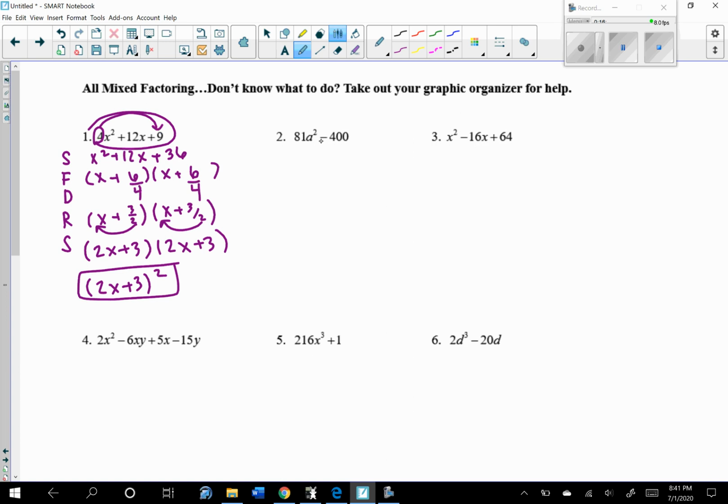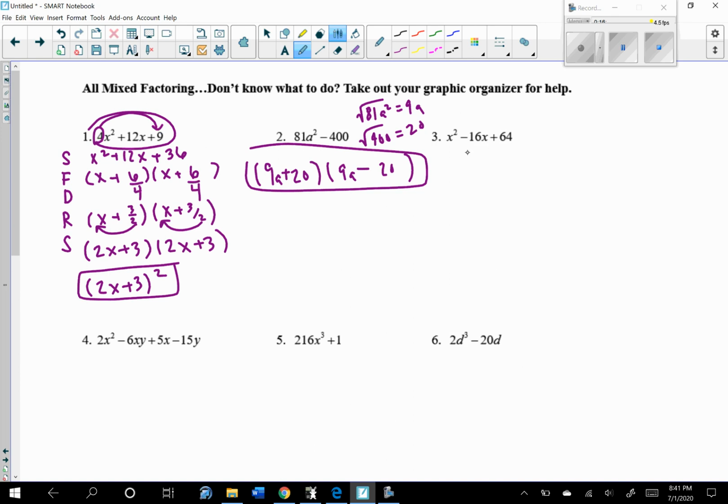That tells me, and this is a square here, that tells me I'm going to be using the difference of two squares. So the square root of 81a squared is 9a, and the square root of 400 we know is 20. So for the difference of squares, we set up our binomials. One's plus, one's minus. So this would be 9a plus 20 and 9a minus 20.